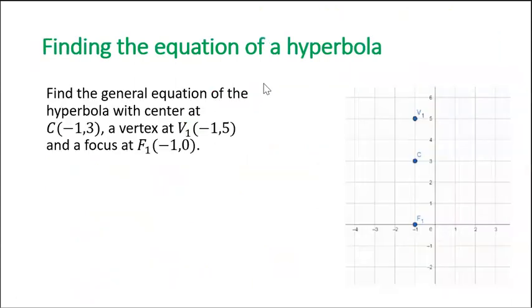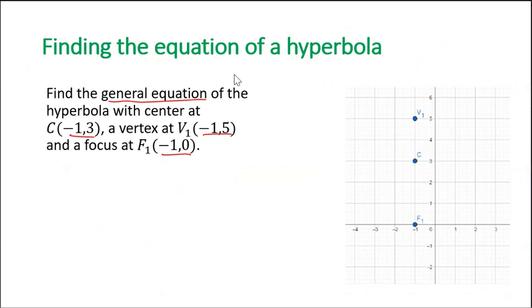Okay, now, let's have examples of finding the equation of a hyperbola given some conditions. So first, let's find the general equation of the hyperbola having its center at (-1, 3), a vertex at (-1, 5), and a focus at (-1, 0). It would help if you plot these points on the Cartesian plane.